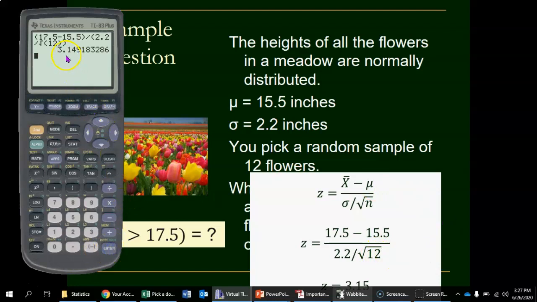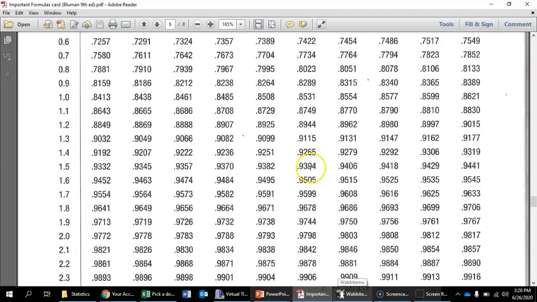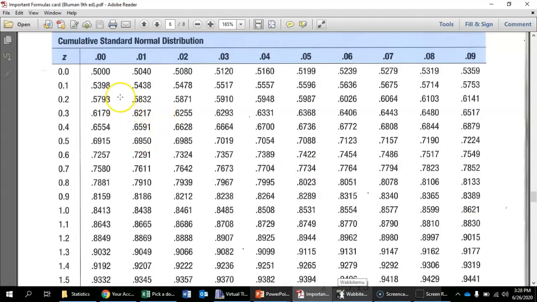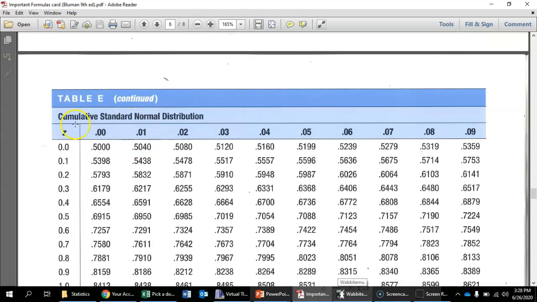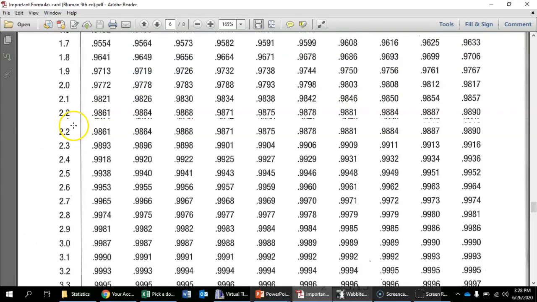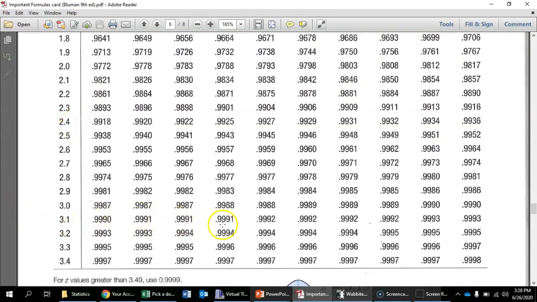So that came up as 3.149 something, and if I round that to two places after the decimal point, the nearest hundredth is 3.15. Now we've got to look for that on the table, table E. Look up where z is 3.15, and the number on the table is 0.9992.